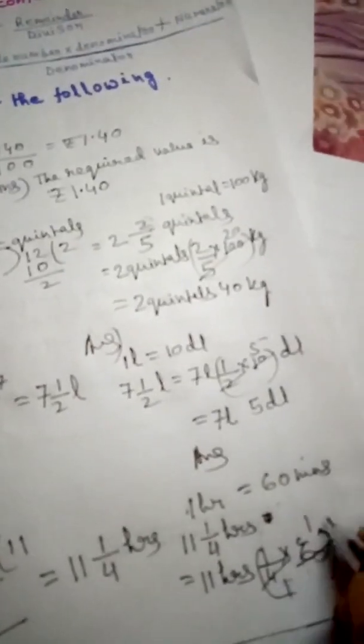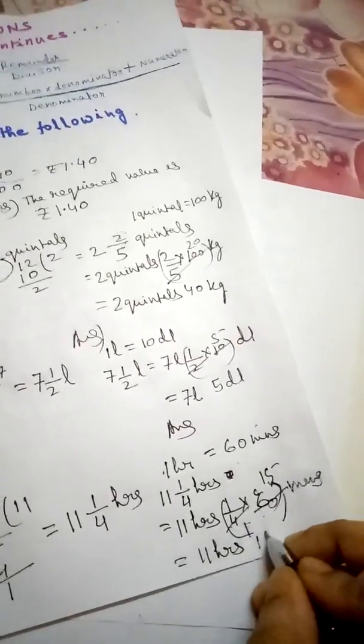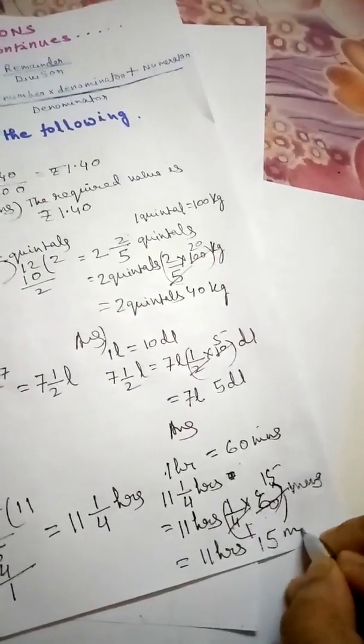So it will be cancelled. 4 and 60 you can cancel by 4 itself. So 4 ones are 4, and this one, 4 ones are 4, 15. So what is my answer? My answer is 11 hours 15 minutes.